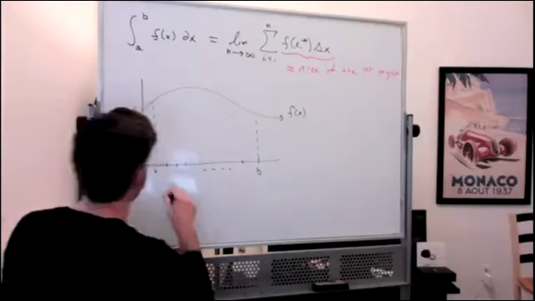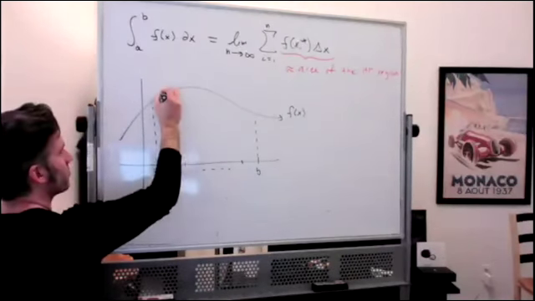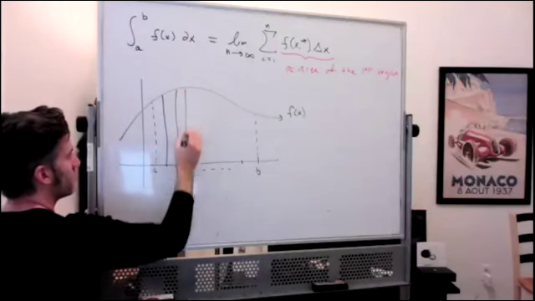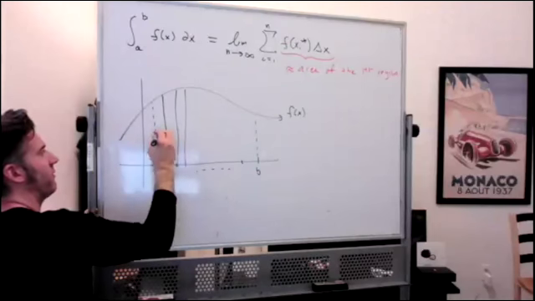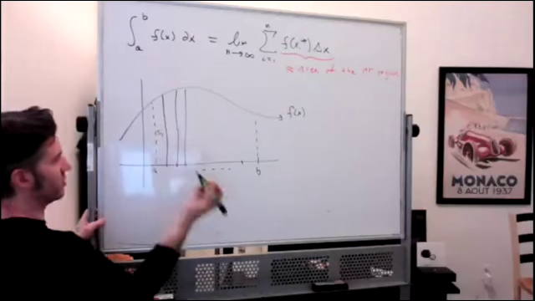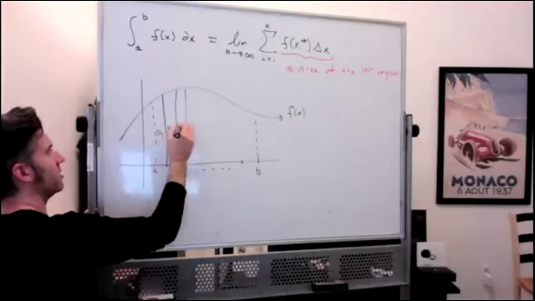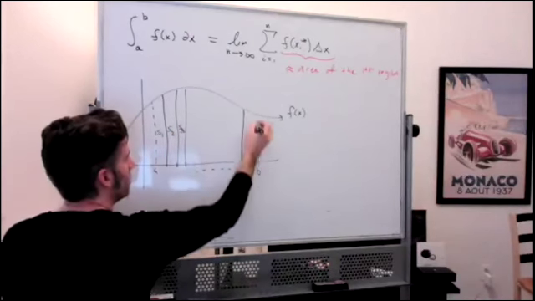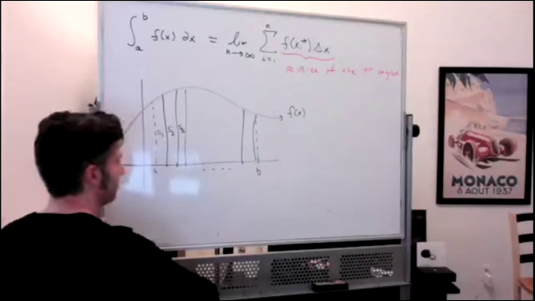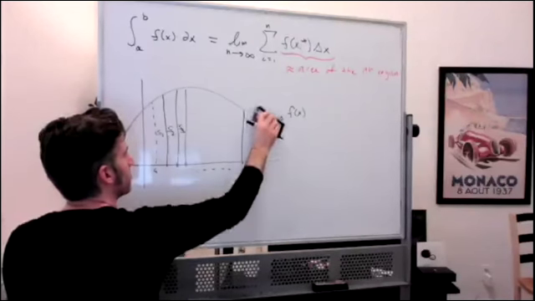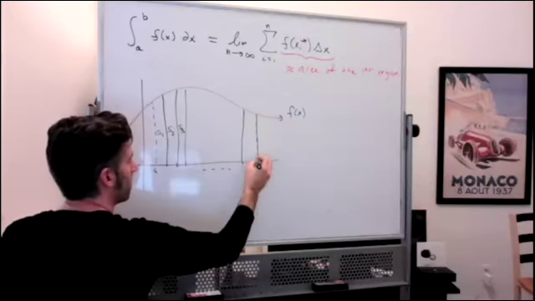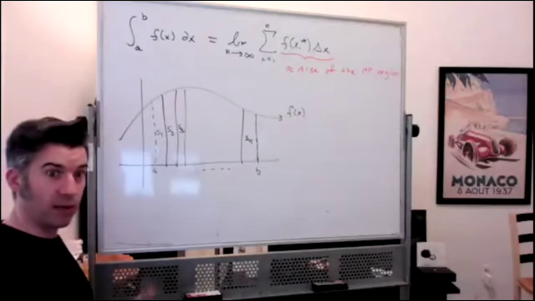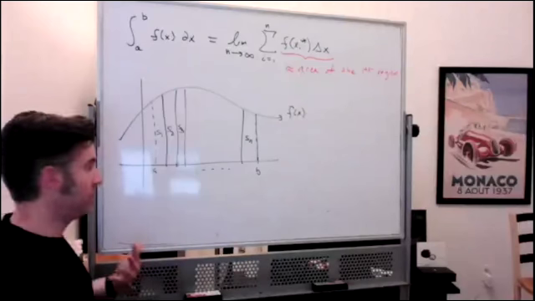So this is my first subinterval, my first region. This is my second region. This is my third region, all the way till this is my last region there. There's n of them, because I broke it up into n regions with n subintervals.